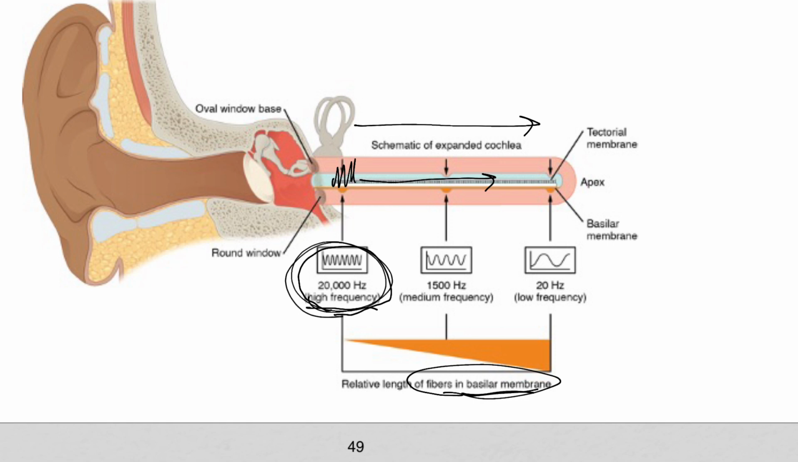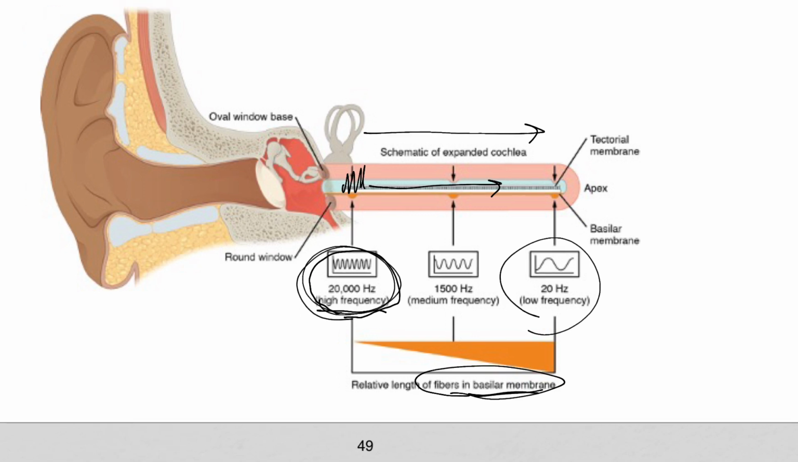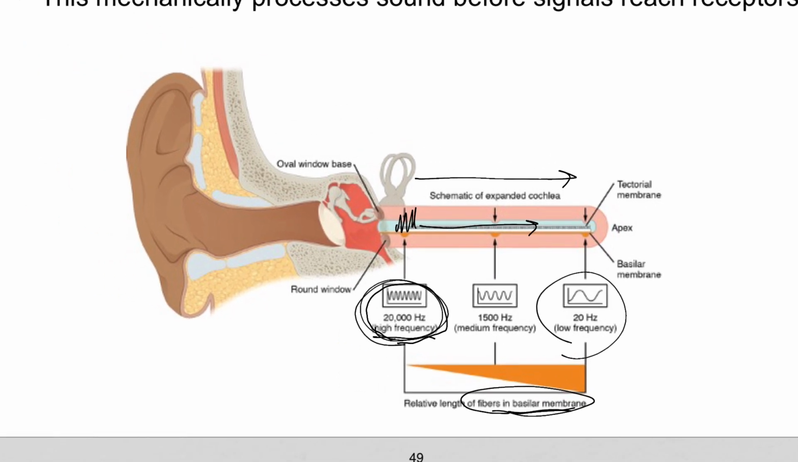The connective tissue fibers get longer and thicker, right? And so just like a longer, thicker instrument string, they respond best to low frequency sound. All right, and so your brain basically has a map and says, if the action potentials are coming out of the base of the cochlea, must be a high frequency sound. If it's coming out of the far end of the cochlea, must be a low pitch, low frequency sound, right? And that is how your brain determines pitch, right?